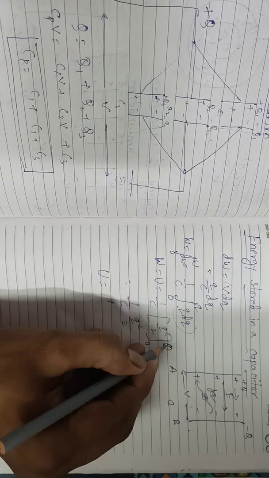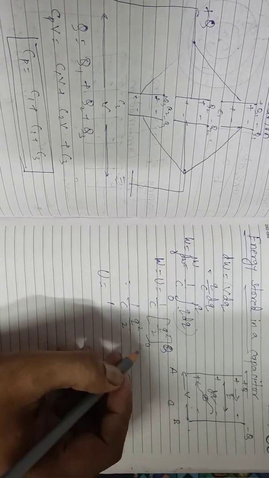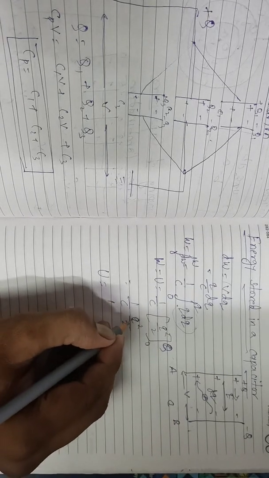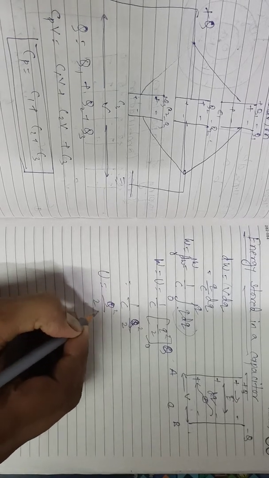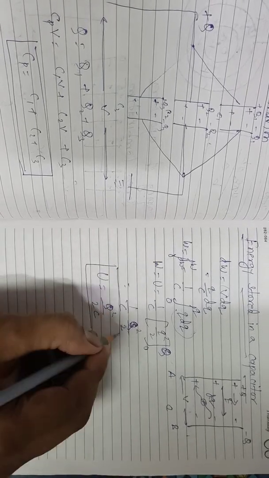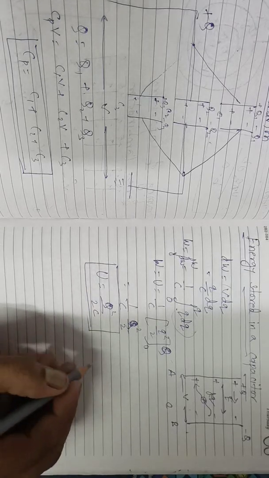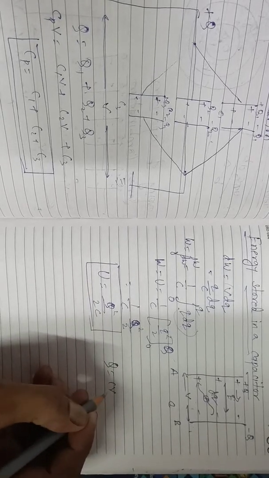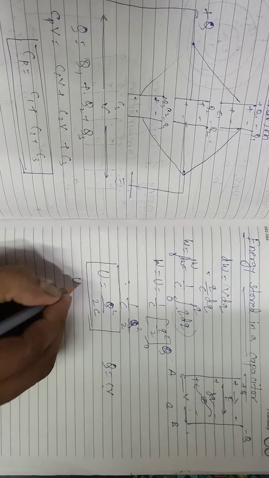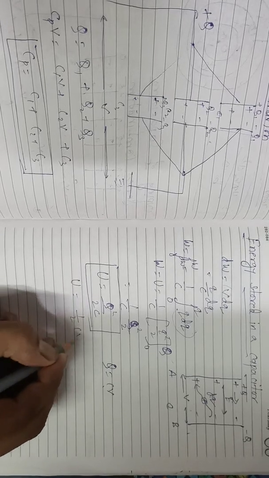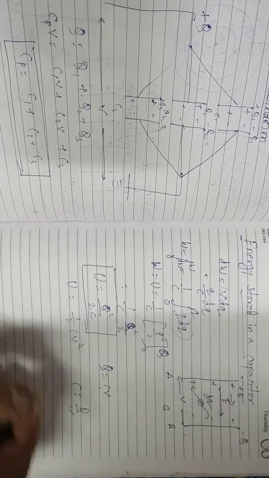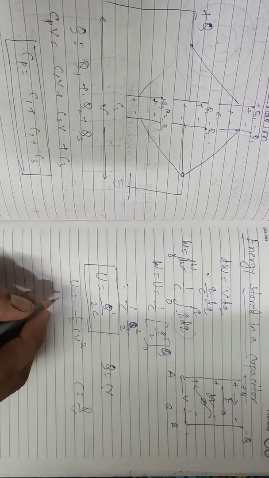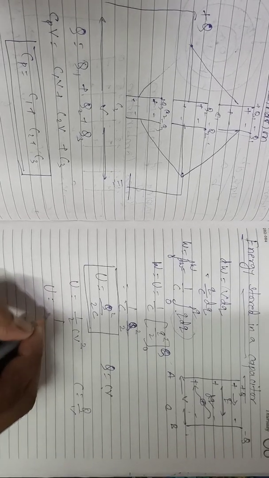And if it is getting charged from 0 to capital Q, so we can write here capital Q also. So it will be Q square by 2C is the energy stored in a capacitor. We can write in various forms because we know that Q equals to CV. If you put the value here, the answer will be half CV square. And if we put C equals to Q by V, the answer will be U equals to half QV.